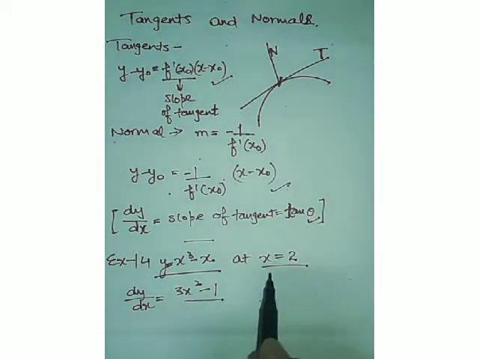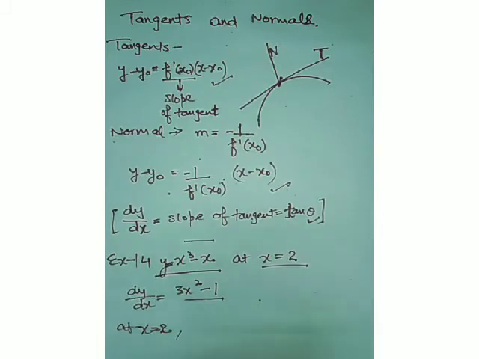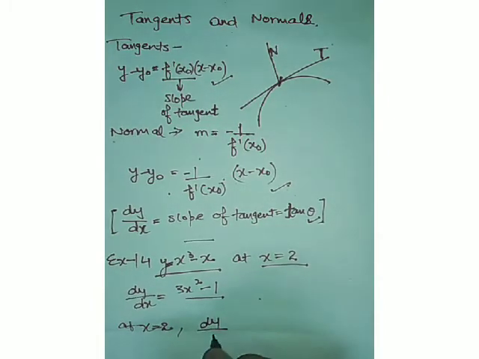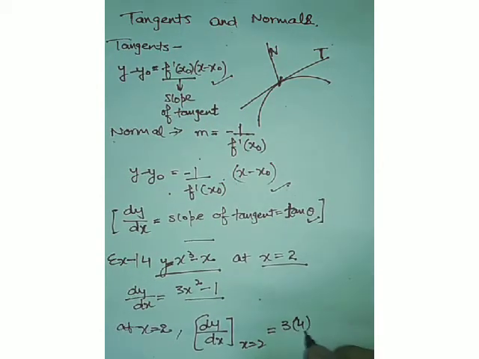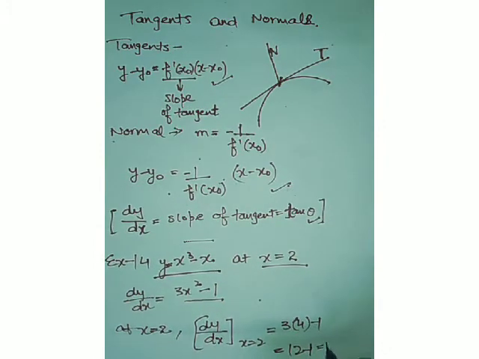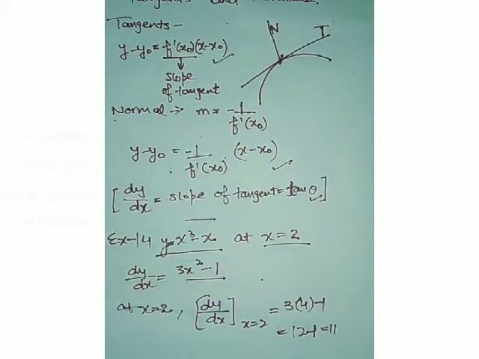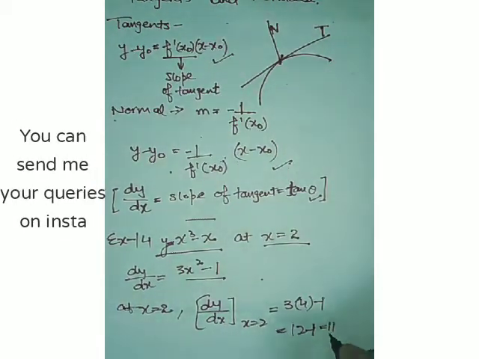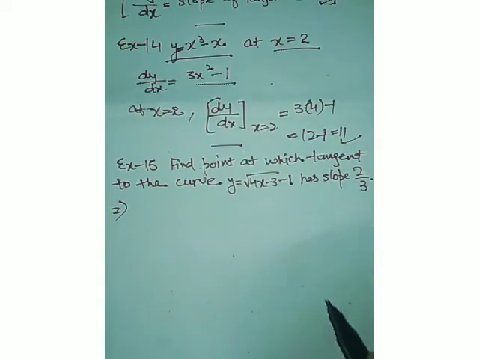We have got the slope, but we have to find it at x is equals to 2. So dy upon dx at x is equals to 2 will be equal to 3 multiply 4 minus 1, because 2 square is 4. So 3 4s are 12 minus 1, that is 11. So the slope of the given tangent to the given curve is 11. This was the easiest one. So let's move to the next.